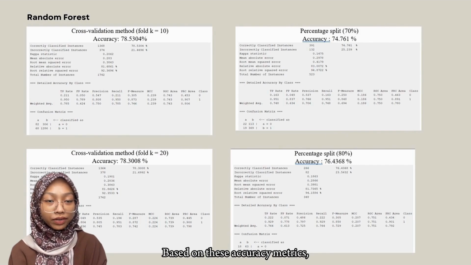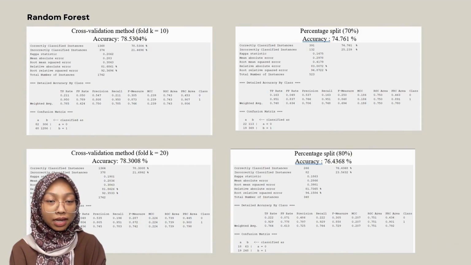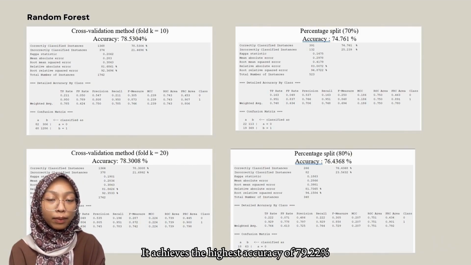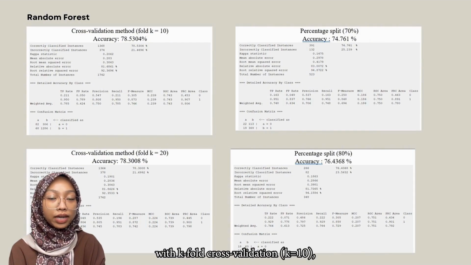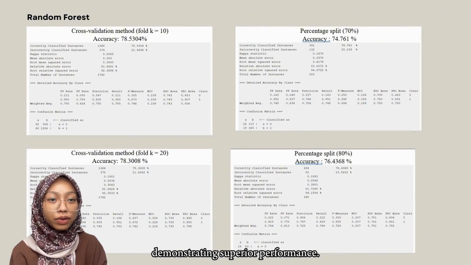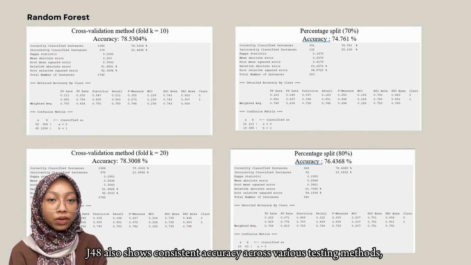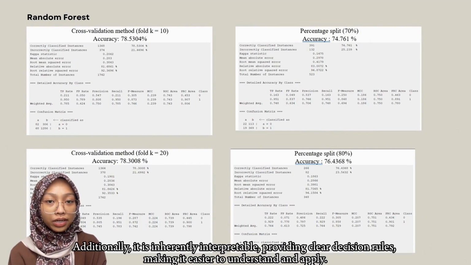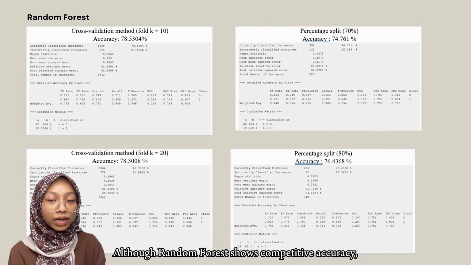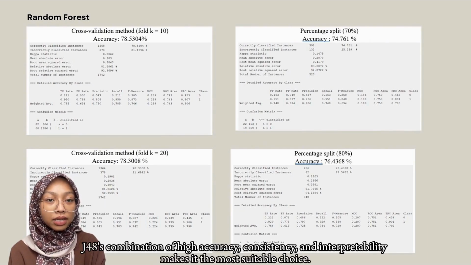Based on this accuracy matrix, the J48 decision tree model is the best among the three due to several factors. It achieves the highest accuracy of 79.22% with k-fold cross-validation k equals 10, demonstrating superior performance. J48 also shows consistent accuracy across various testing methods, indicating robust performance. Additionally, it is inherently interpretable, providing clear decision rules, making it easier to understand and apply. Although random forest shows competitive accuracy, J48's combination of high accuracy, consistency, and interpretability makes it the most suitable choice.